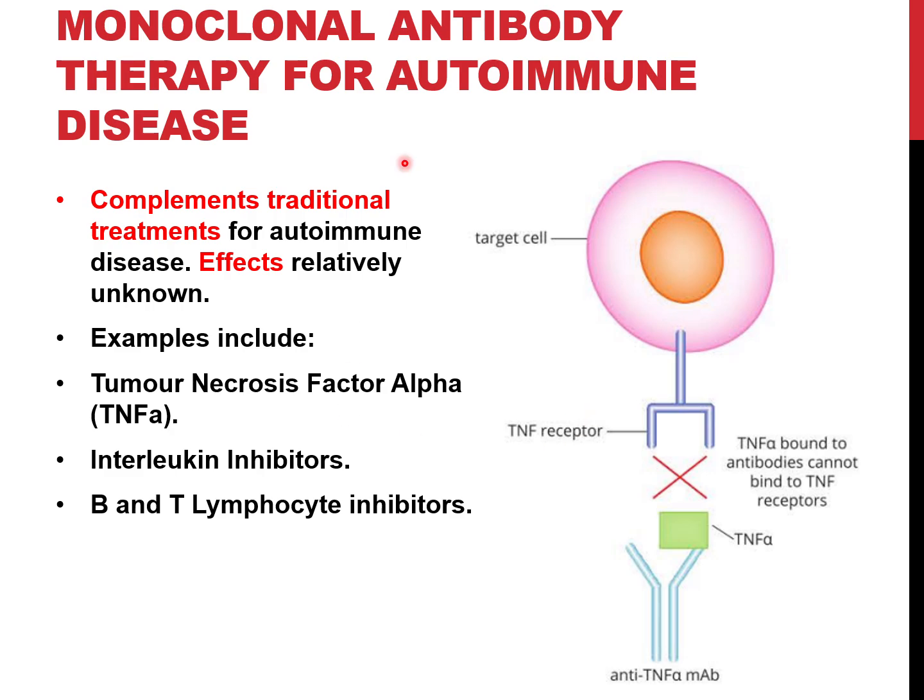Monoclonal antibody therapy for autoimmune disease. Okay, this can be used for autoimmune disease. That's why these are linked. So it complements traditional treatments for autoimmune disease. And it is really new research, so we're kind of just mentioning it here. What are the examples? Tumor necrosis factor alpha, interleukin inhibitors, B and T lymphocyte inhibitors. Again, mainly inhibitors is what we're aware of here. Some of this stuff is extra knowledge, so we'll continue on.